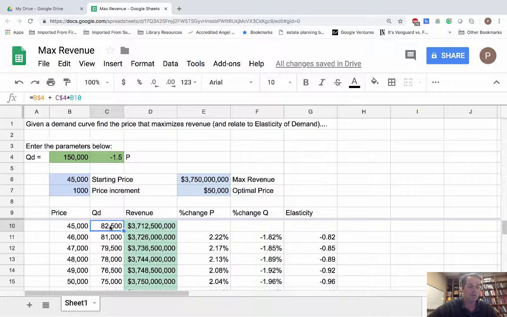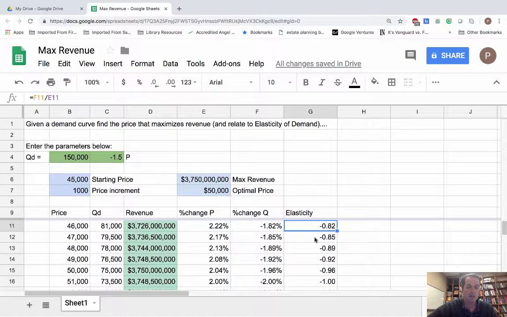We use the demand curve to find the associated quantity. Revenue was just price times quantity. And then for 2 points, I find the percentage change in price using the 2 price values. Likewise, I compare the associated 2 quantity values. And then elasticity is just the ratio of those two.